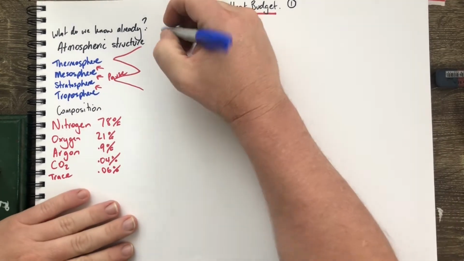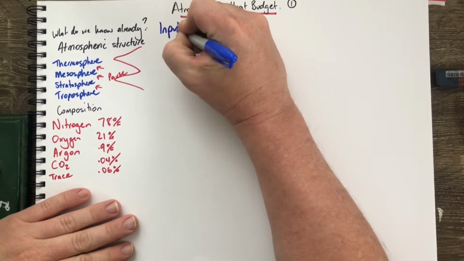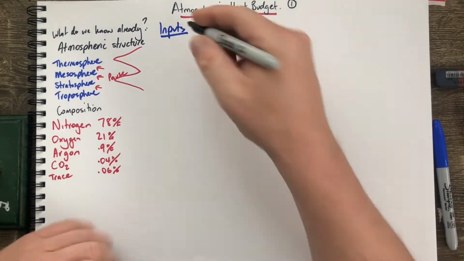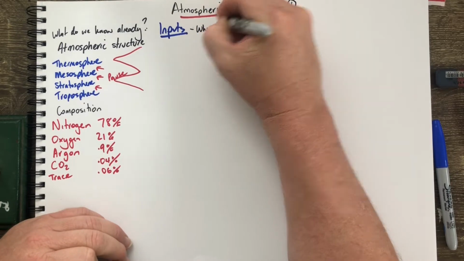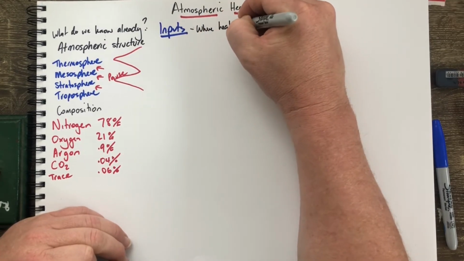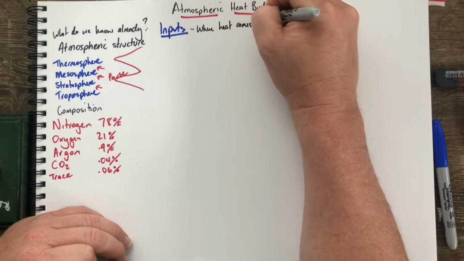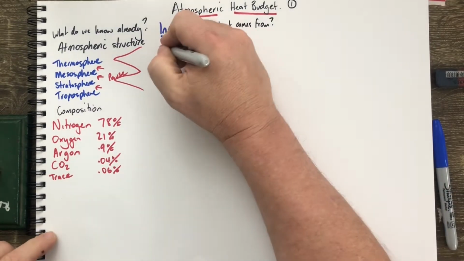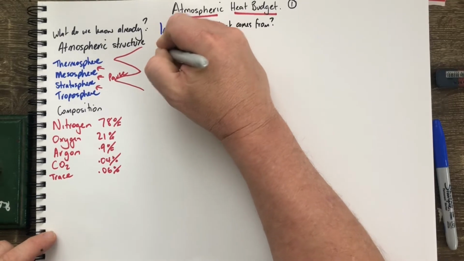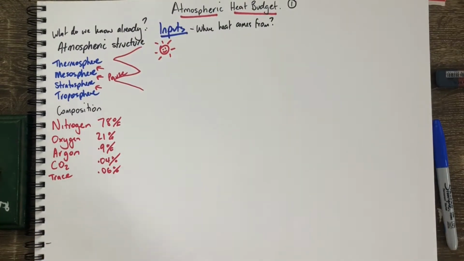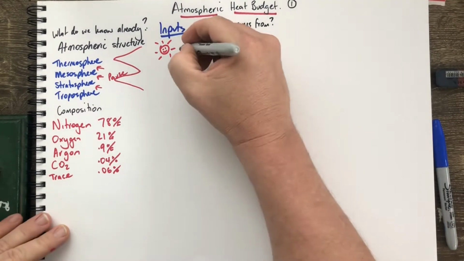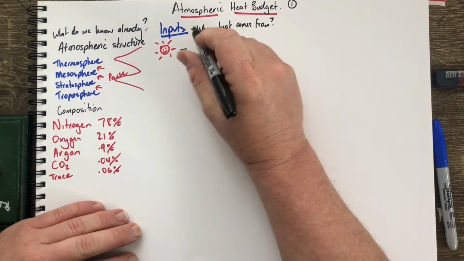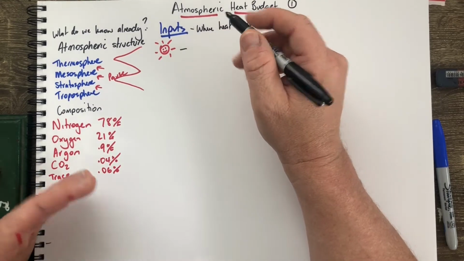Okay, so when we think about our heat budget, we've got to think a bit about it in terms of inputs and outputs. Inputs. So inputs is where our heat comes from. All right, so where does our heat come from? Well, of course, the only place it can come from is the sun. The atmosphere gets 100% of its energy from the sun. And this comes in the form of solar radiation.